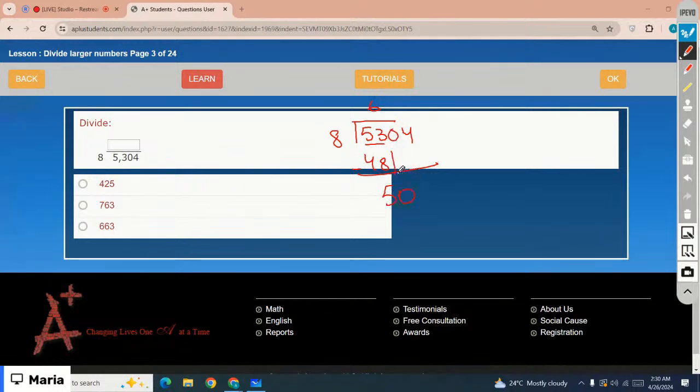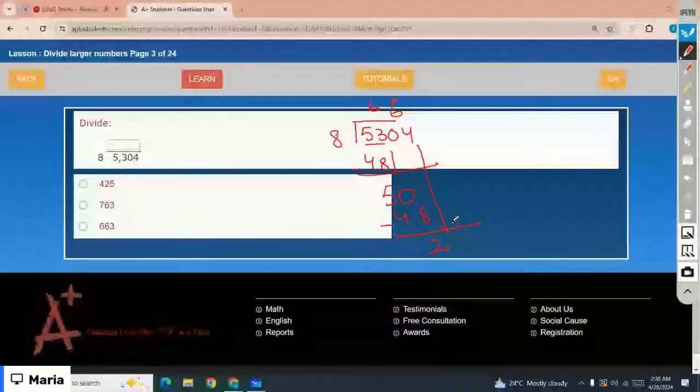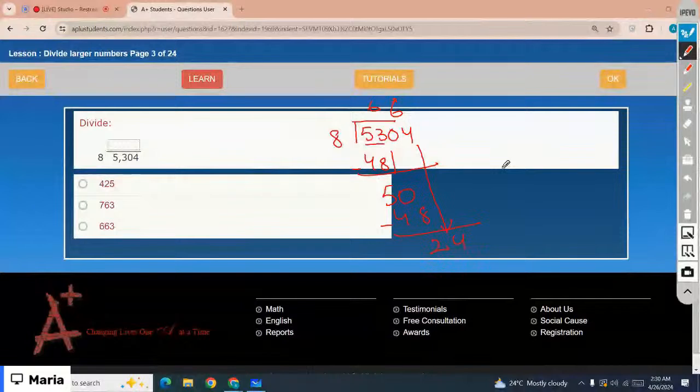And now you need to bring the other digit down. So 50 minus 48 is 2. Now bring the next digit down. You need to count 8 until 24. So 8 times what number is 24? 8 times 3 is 24, right? So it is option number 3.